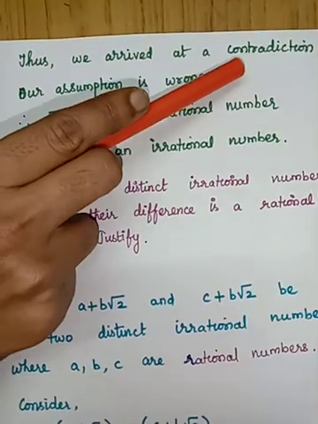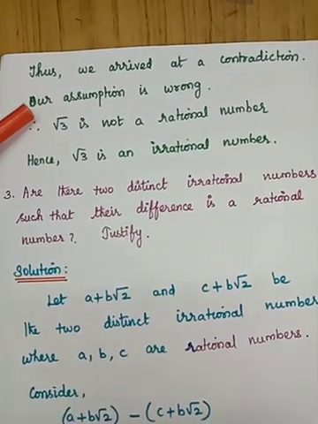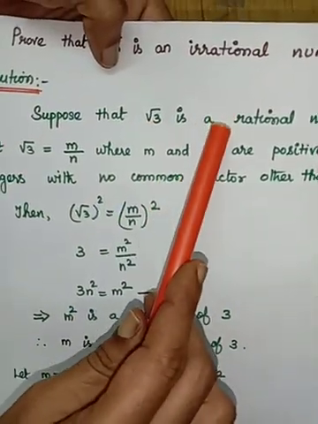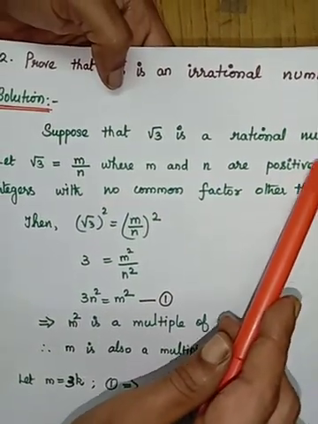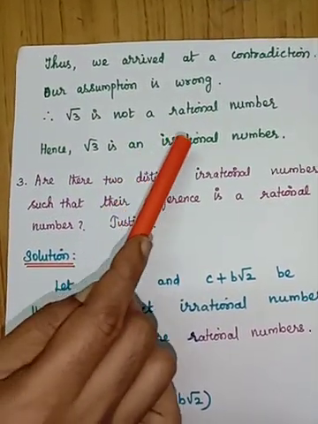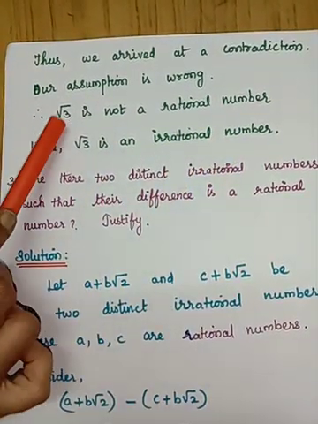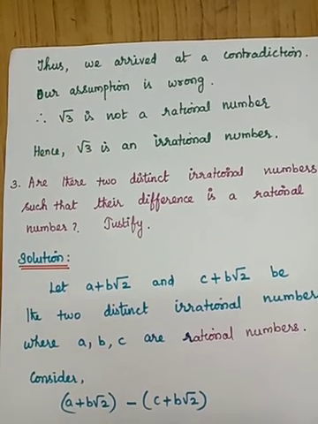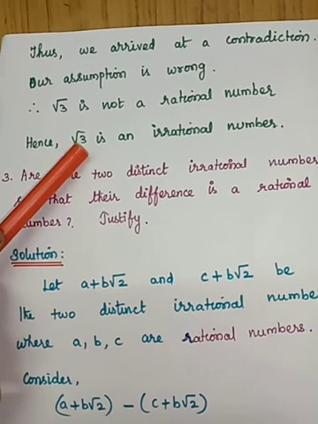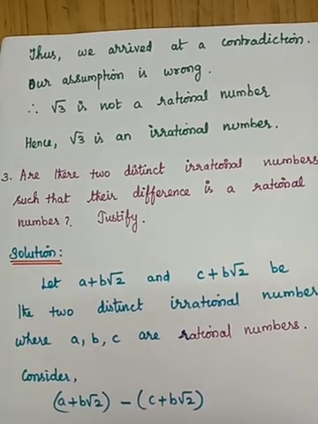So here we arrived at a contradiction. So our assumption is wrong. What is our assumption? Root 3 is a rational number. So hence we conclude root 3 is an irrational number, or we can say root 3 is not a rational number. So finally we conclude root 3 is an irrational number.